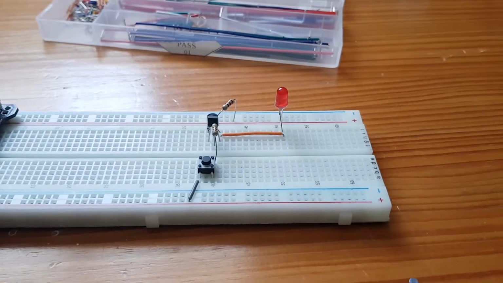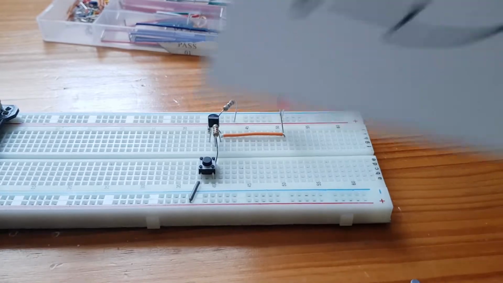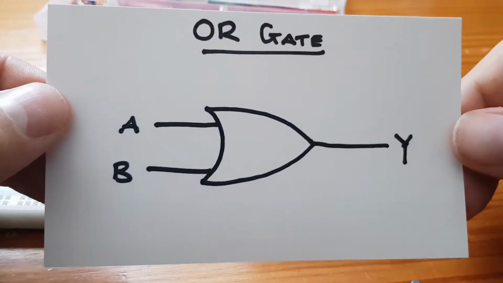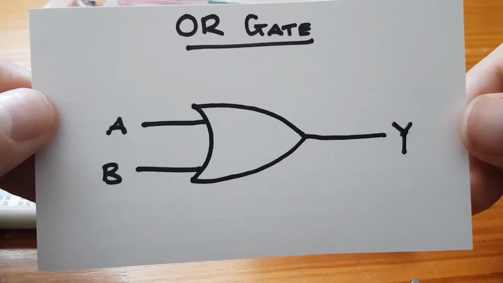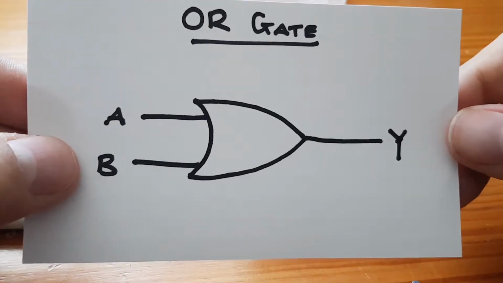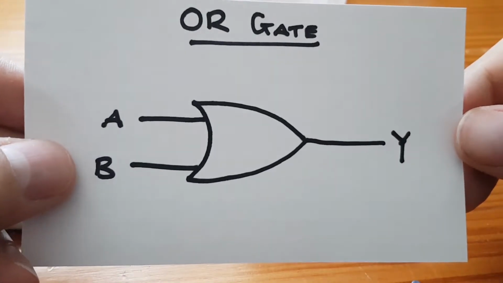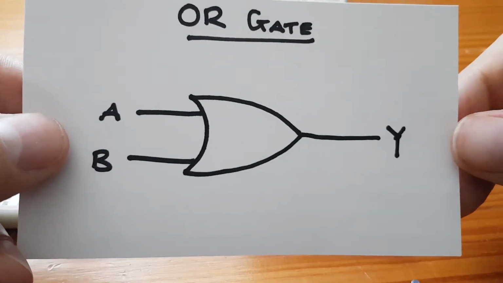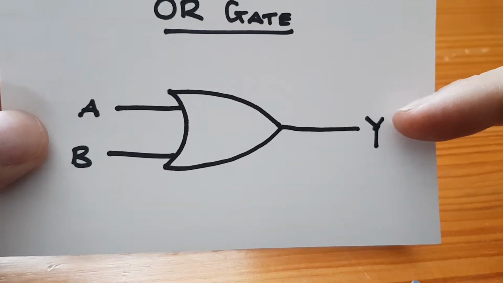Okay, let's move on to the next gate, which is called the OR gate. So here, this is the symbol for the OR gate. So we have 2 inputs. You can have more than 2 inputs. You can have 5, 6, 7, 8, 9, 10. You can have as many inputs as you want onto an OR gate, and a single output.